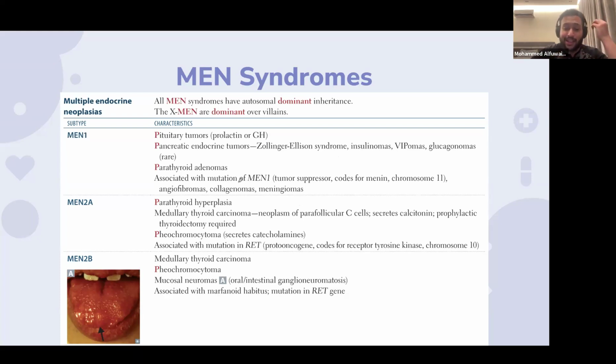Now, this is a mutation in the MEN1 gene, okay? Very important. MEN2A and MEN2B are associated with mutations in the RET proto-oncogene, okay? MEN2A is parathyroid hyperplasia, all four glands, medullary thyroid carcinoma, and pheo, okay? MEN2B has pheo and medullary thyroid carcinoma with one P, which is the mucosal neuromas. And then you can see marfanoid habitus and so on. Okay, and this is an example of a neuroma. Okay, and the mucosa, which is the tongue.